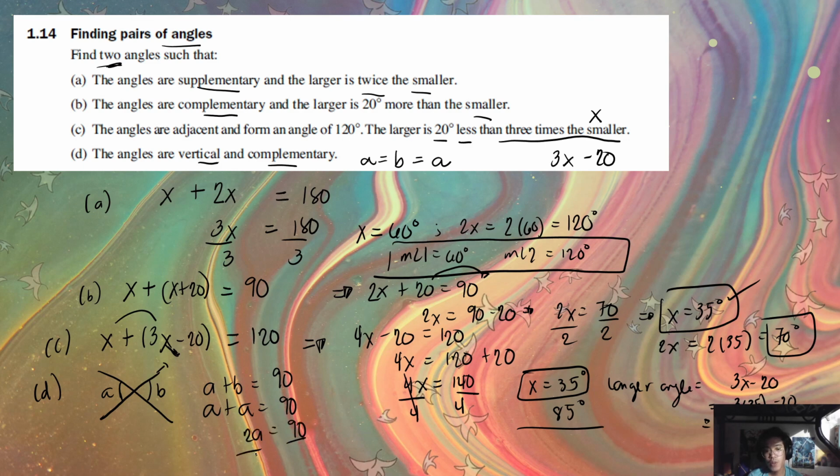If we divide both sides by 2, we get that the measurement of one angle of these complementary angles is equal to 45 degrees, and the measurement of the second angle is also equal to 45 degrees. And that's how we can solve these 4 problems for angle pairs.